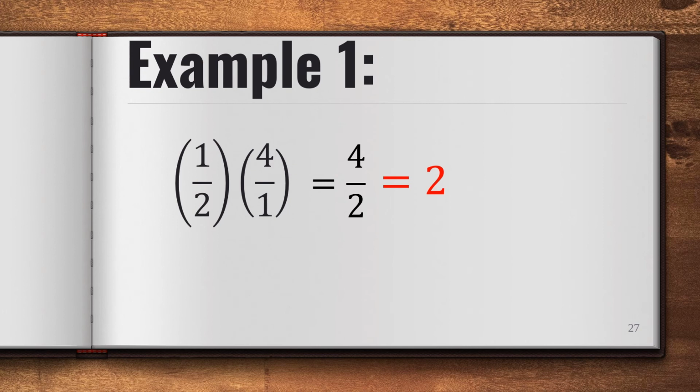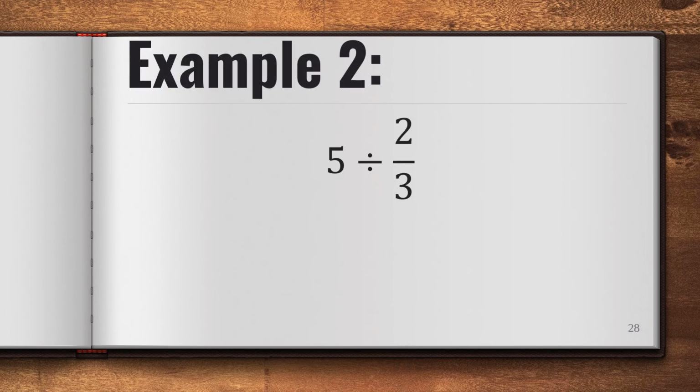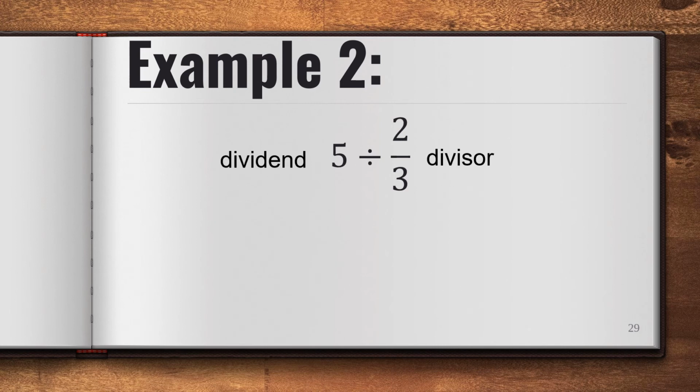Let us have another one. Okay, the second example, we have 5 divided by 2/3. As we can see, we have a whole number and a fraction. Just like what we did in addition and subtraction a while back, or in multiplication, we'll just write 5 as a fraction by writing 1 as its denominator. So 5 is the dividend and the divisor is 2/3. So we are going to get the reciprocal of 2/3.